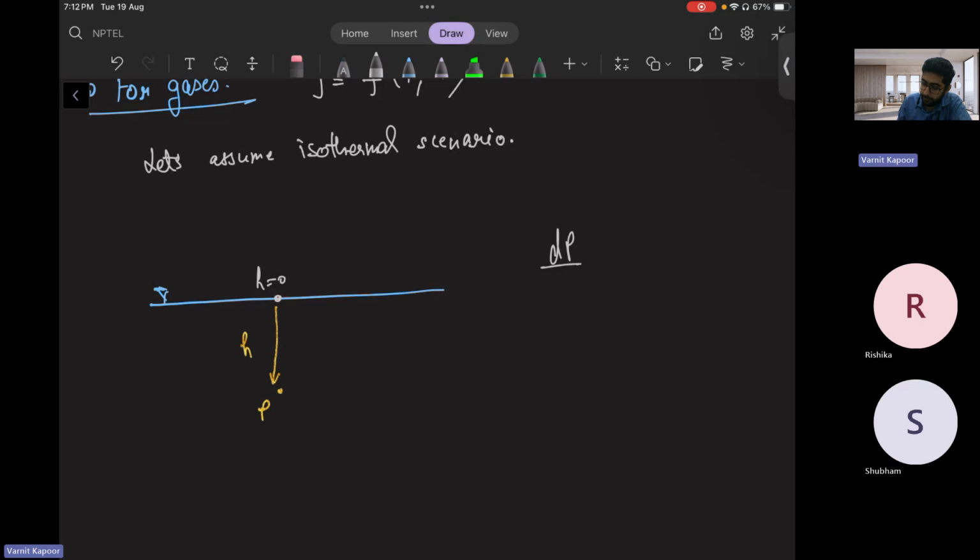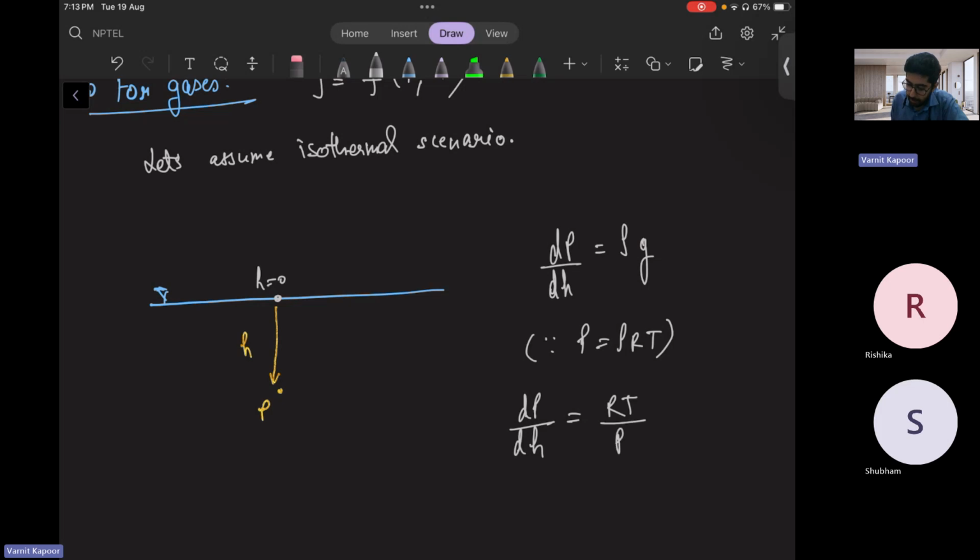dP by dh is rho g, as we know. But here rho is not constant, since rho is a function of P and T. Pressure is rho RT, so rho you can put as P by RT. Therefore dP by dh is P by RT into g.